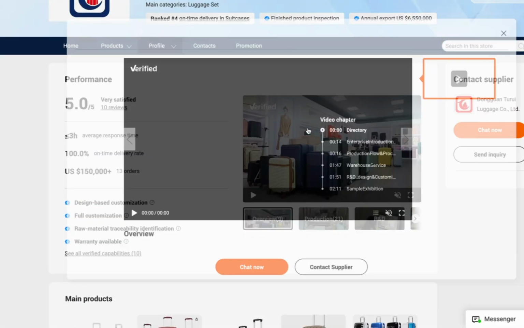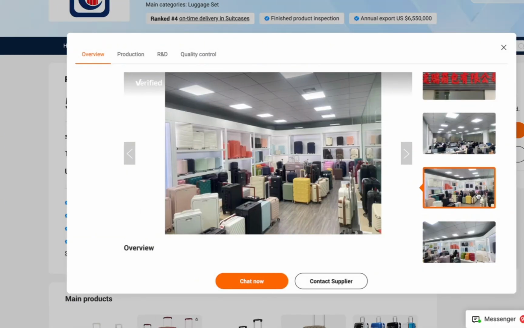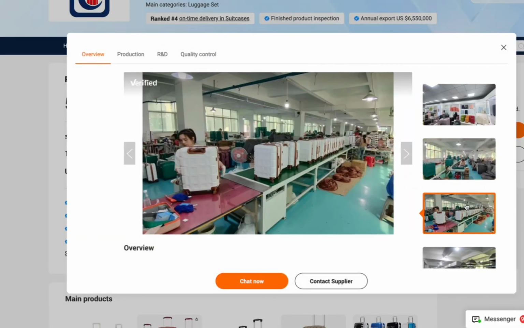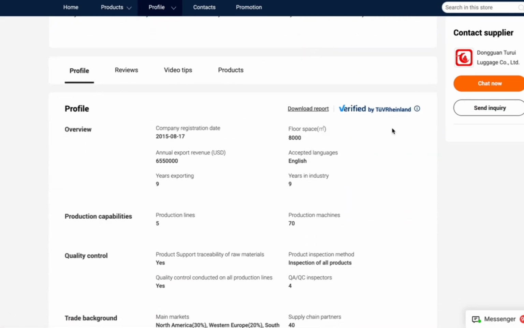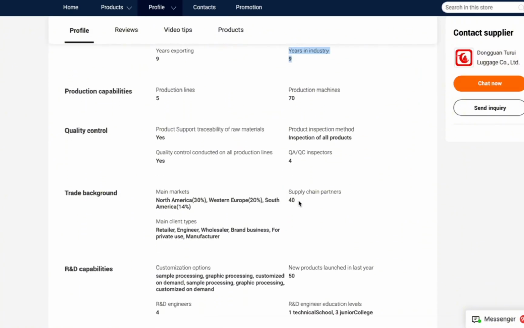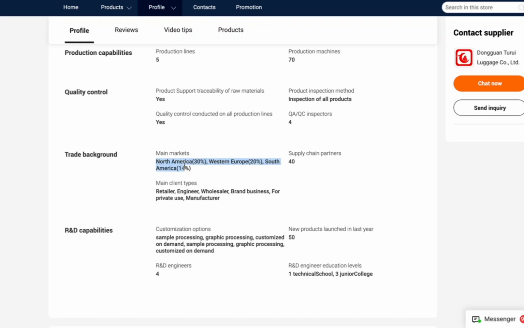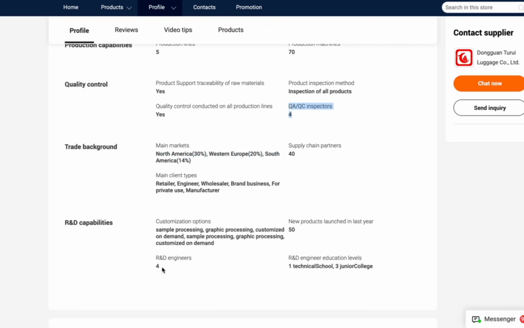Moving on to their company profile, we check photos and videos of their production facilities and warehouse. We see that they have been audited by TÜV. They have over 8,000 square meters of registered floor space. We also see that they export 30% of their product volume to America.